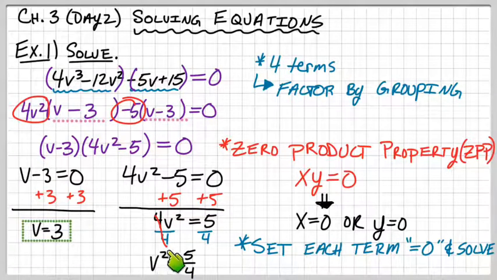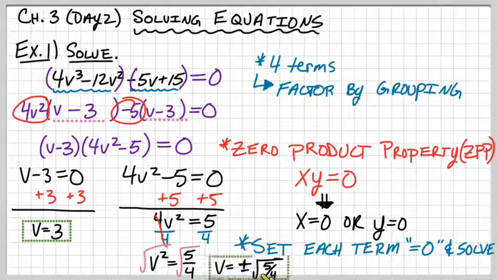Last but not least, you have v squared equals 5/4. Well, I'm not interested in v squared. I want v. So how do I get rid of the square? I take the square root of both sides. But don't forget, when you take the square root of a variable, that's when you have to put plus minus. So I take the square root of both sides. So my answer for v here is plus minus the square root of 5/4. And I'm just going to leave it that way. I'm not going to go get a weird decimal in my calculator. So factor by grouping, set each term equal to 0, and then solve each term.